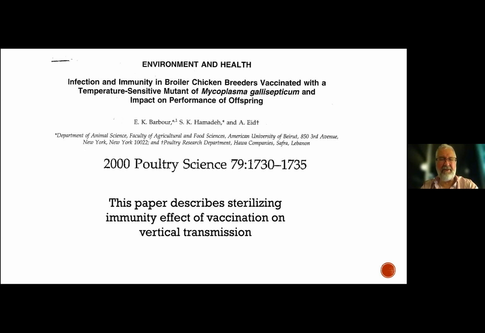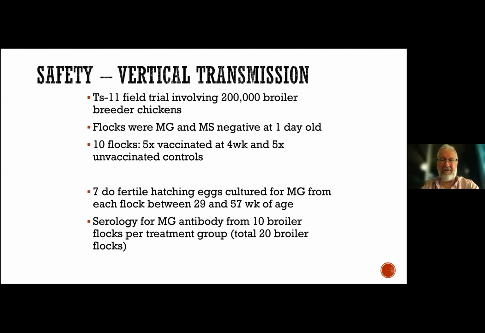I just want to show this paper that was done by Ellie Barber back in year 2000, and he describes a sterilising immunity effect of vaccination with TS11 in stopping vertical transmission. This is what people who invent vaccines dream of having, a sterilising immunity. And how they did this was they compared TS11 vaccinated broiler breeders with unvaccinated flocks, and they had 5 of each, and they didn't have any mycoplasma in these parent flocks when they got there, but they rapidly became challenged, but they vaccinated them at 4 weeks of age.